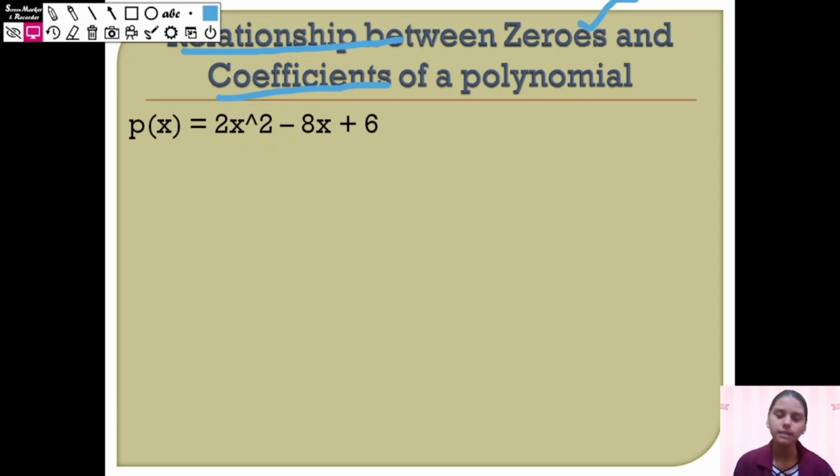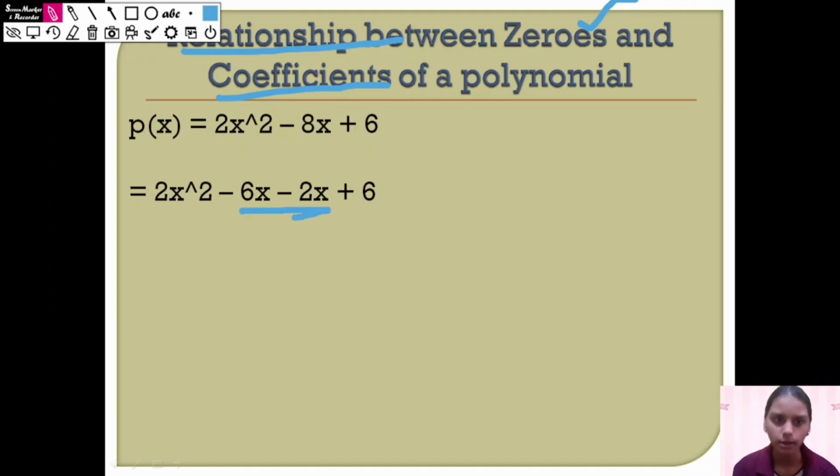This actually comes in your ninth standard. If you don't know, it's okay. If you knew but have forgotten, that's okay. I'm going to teach you here. Just observe 2x square. How did I expand or split this? Let me tell you.